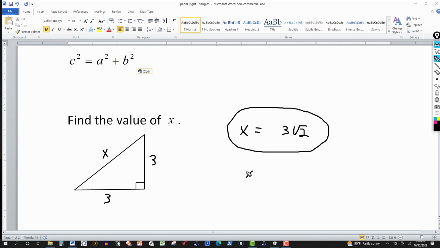You can just say the square of the hypotenuse, which is x, is equal to the sum of the squares of the other two sides. So 3 squared is 9. Another 3 squared is 9.